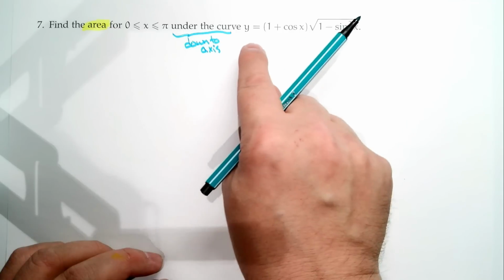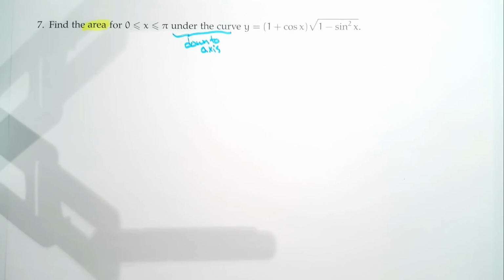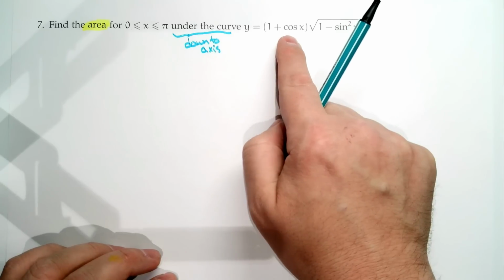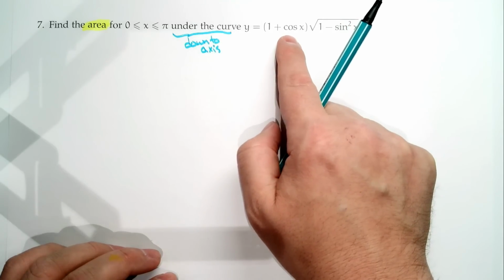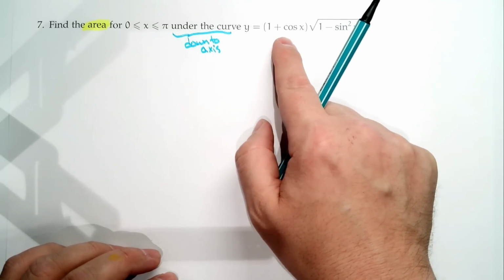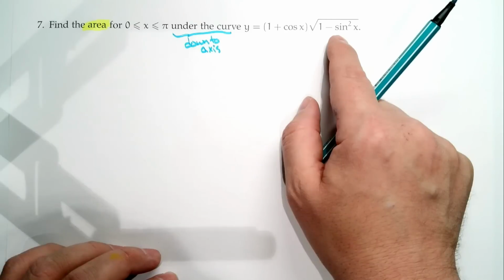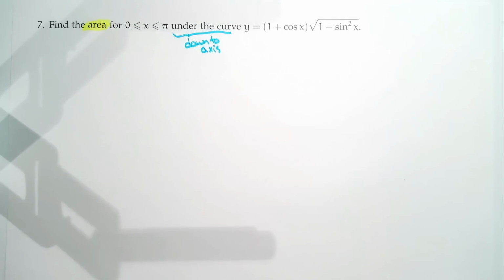The reason I say down is ideally it should always be positive. And you can look at our expression, and it has to be positive because cosine of x is always between negative 1 and 1. So 1 plus cosine x is never negative. The square root of 1 minus sine squared x is never negative. So it is a positive function. Now, in this case, the bounds were given to us. They said between 0 and pi.